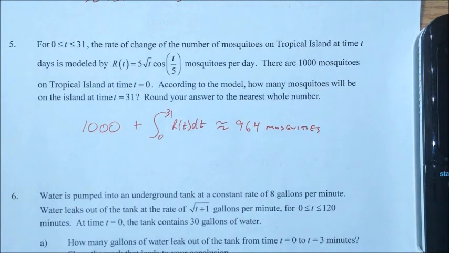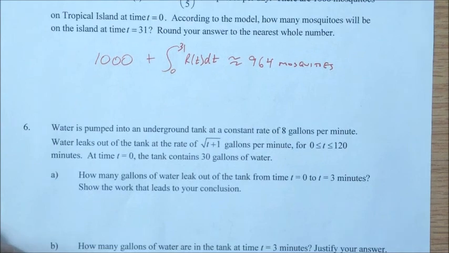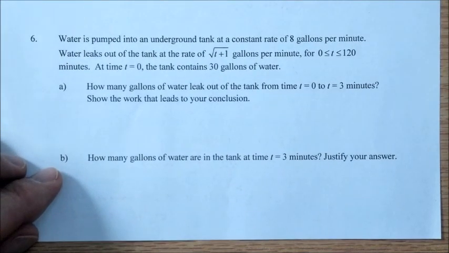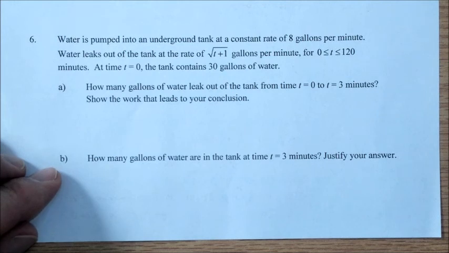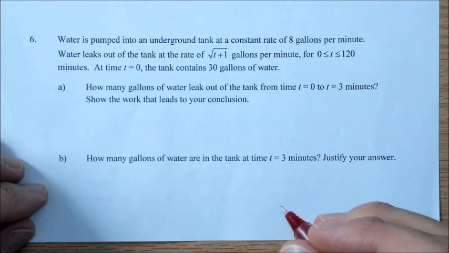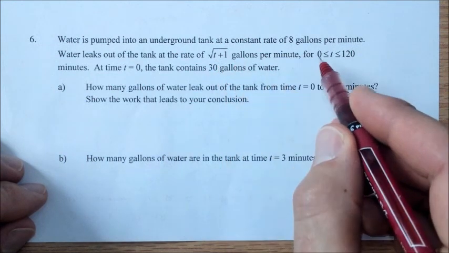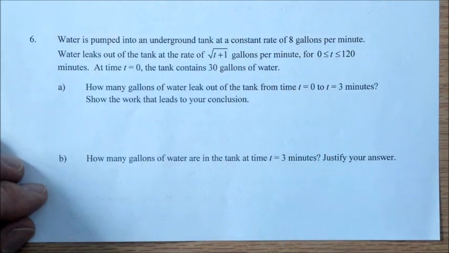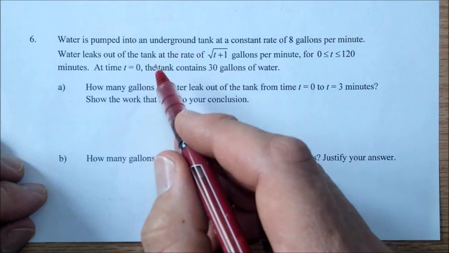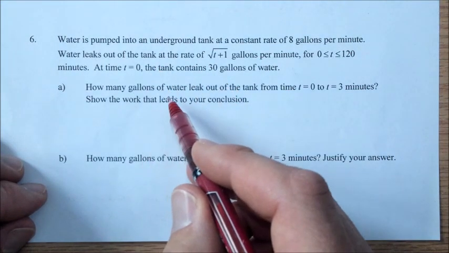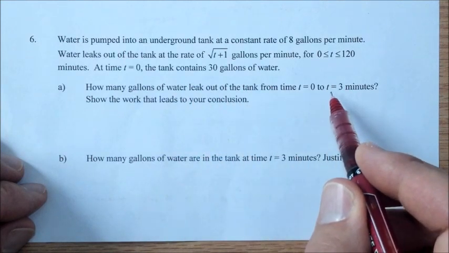Alright, and finally we have water being pumped into an underground tank at a constant rate of 8 gallons per minute. And it's leaking out of the tank at a rate of root t plus 1 gallons per minute, and the bounds are 0 to 120 minutes, and then there's 30 gallons of water at time t equals 0. So how many gallons of water leak out of the tank during the first 3 minutes?